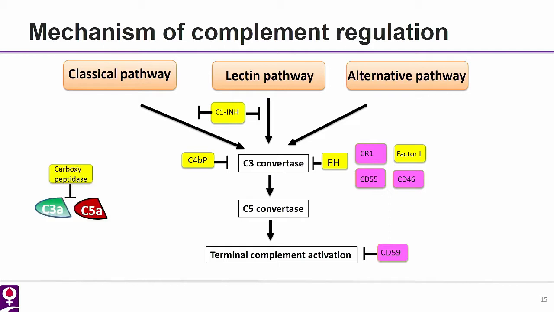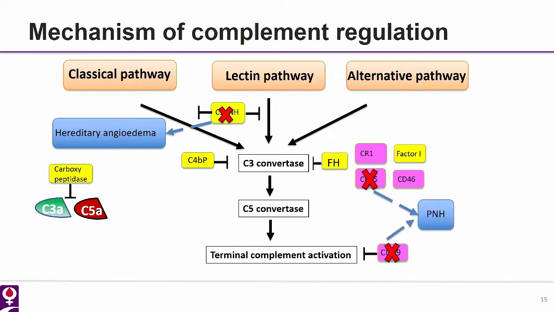lysis of the cells. To inactivate the anaphylatoxins, there are carboxypeptidases. All these regulators are very important because deficiency or mutations in these regulators can lead to many pathological conditions. Deficiency of C1 inhibitor leads to hereditary angioedema, deficiency in CD55 and CD59 leads to PNH, and mutations and deficiency in factor H and CD46 lead to atypical HUS.